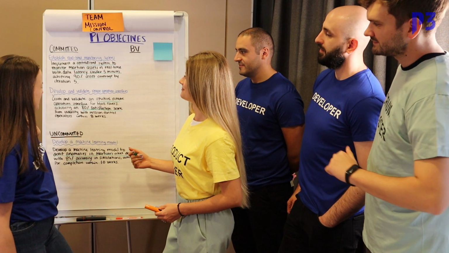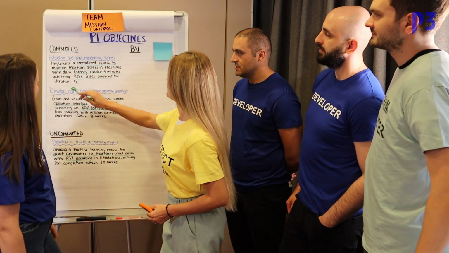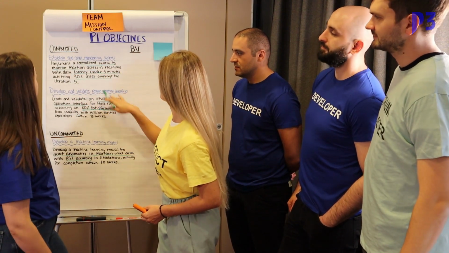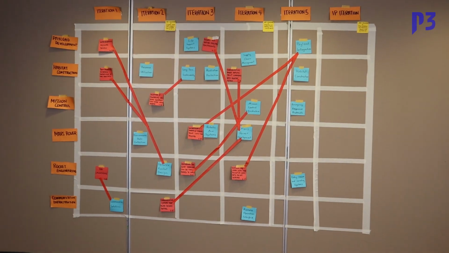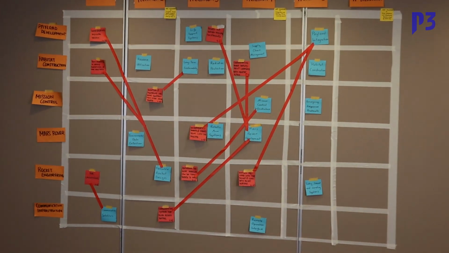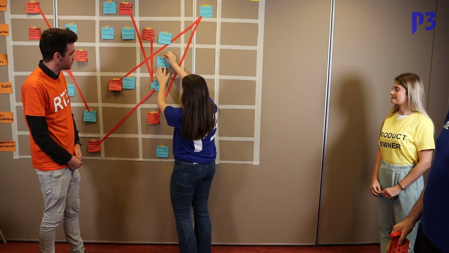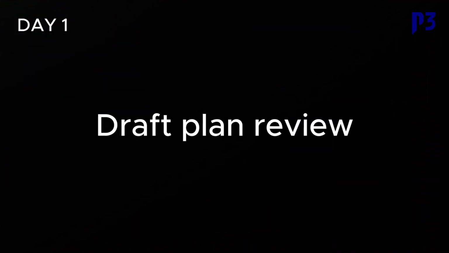As the team's plan begins to take shape, they draft committed and uncommitted PI objectives. In addition to planning on their team boards, teams also indicate when features are planned to be delivered on the ART board. They also mark any dependencies to other teams.